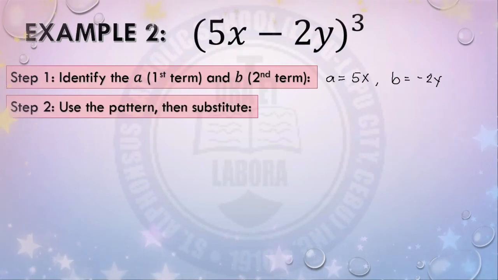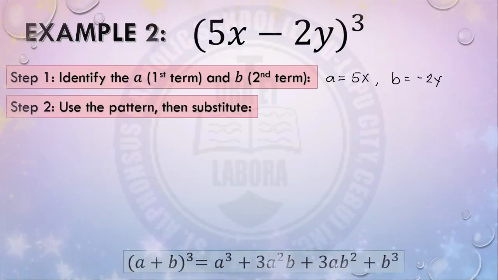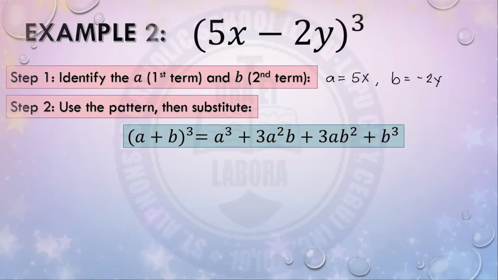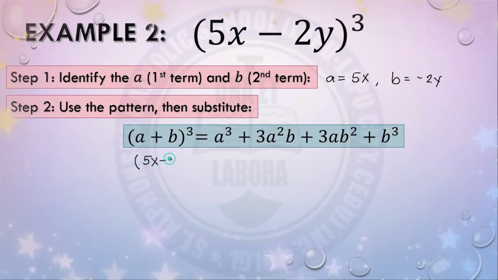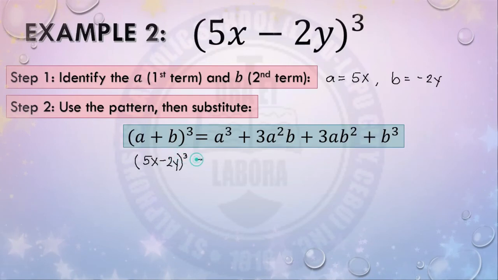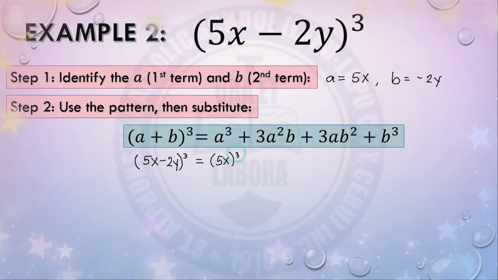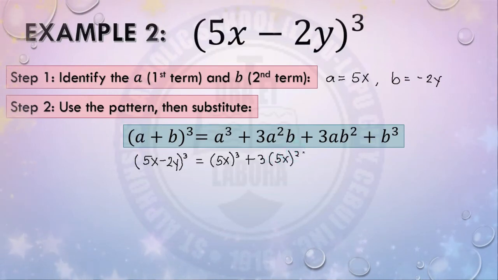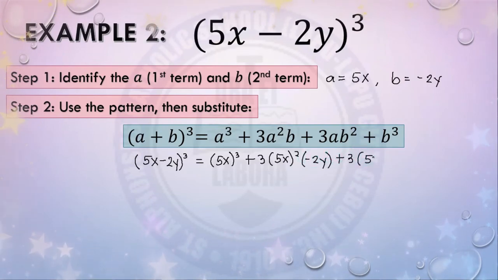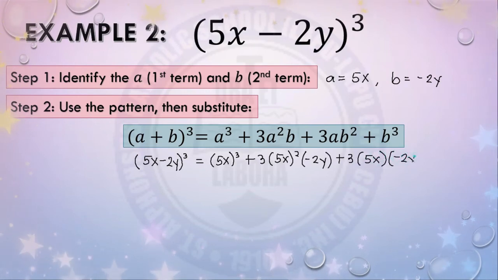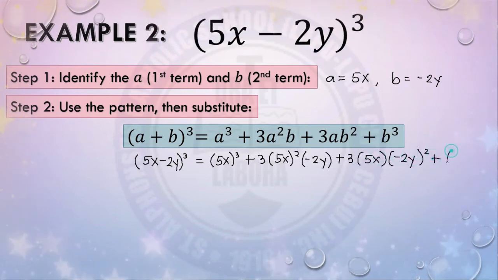Next step is use the pattern, then substitute. The pattern is this one. Then we're going to start from this. Copy first the given so that you will be guided: (5x minus 2y) cubed. Substitute. What is our first term? Yes, 5x. (5x) cubed plus 3 times (5x) squared times negative 2y plus 3 times 5x times (negative 2y) squared plus (negative 2y) cubed.